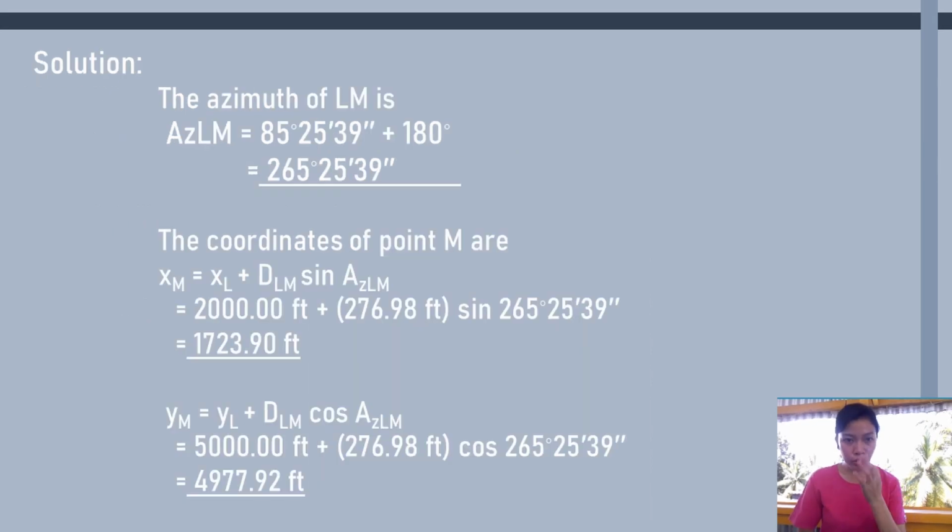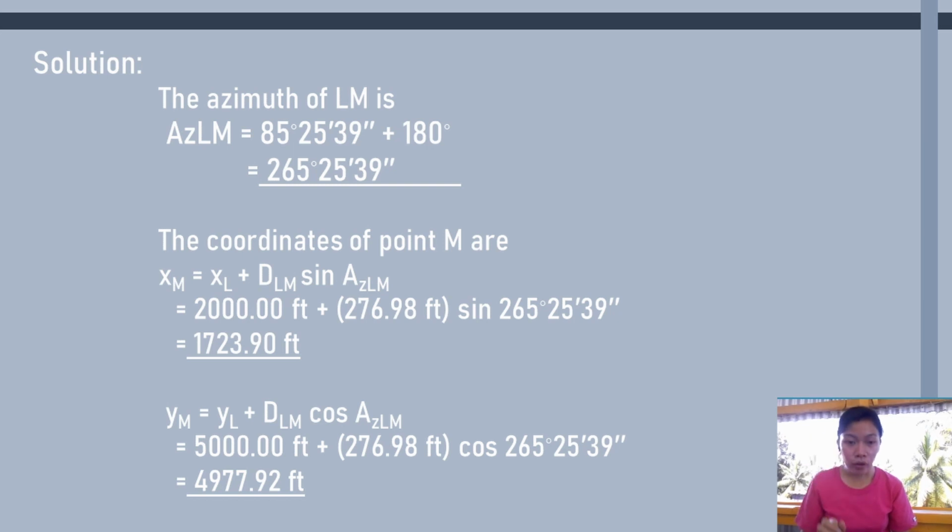In the solution, we find the azimuth of LM first. The azimuth LM is equal to 85 degrees 25 minutes 39 seconds plus 180 degrees, which is bearing plus 180 degrees. So it is equal to 265 degrees 25 minutes 39 seconds. That is the azimuth LM. Next, we find the coordinates of point M.